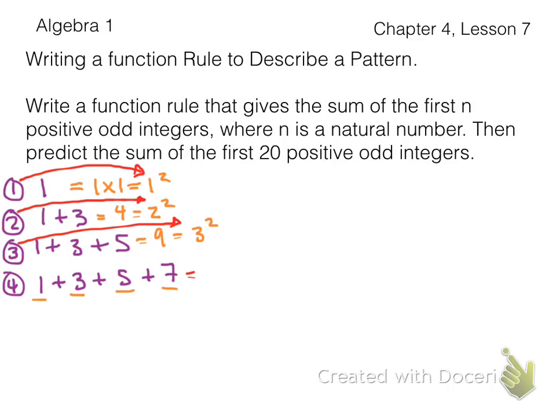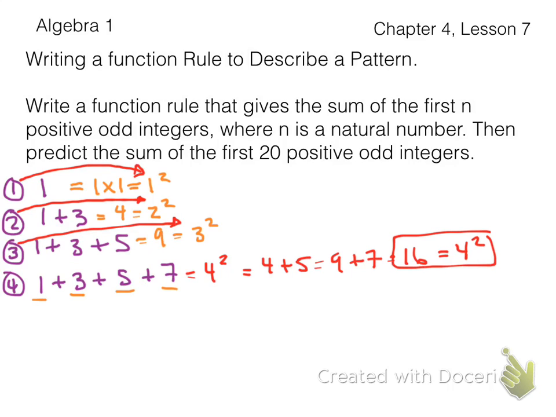So maybe we can even keep going, and this would be 4 squared. Well, let's double check. 1 plus 3 is 4, plus 5 is 9, plus 7 is 16. Yep, 4 squared equals 16. So if you guys can see, it's the number of odd integers that we're adding that would then give us the final answer.